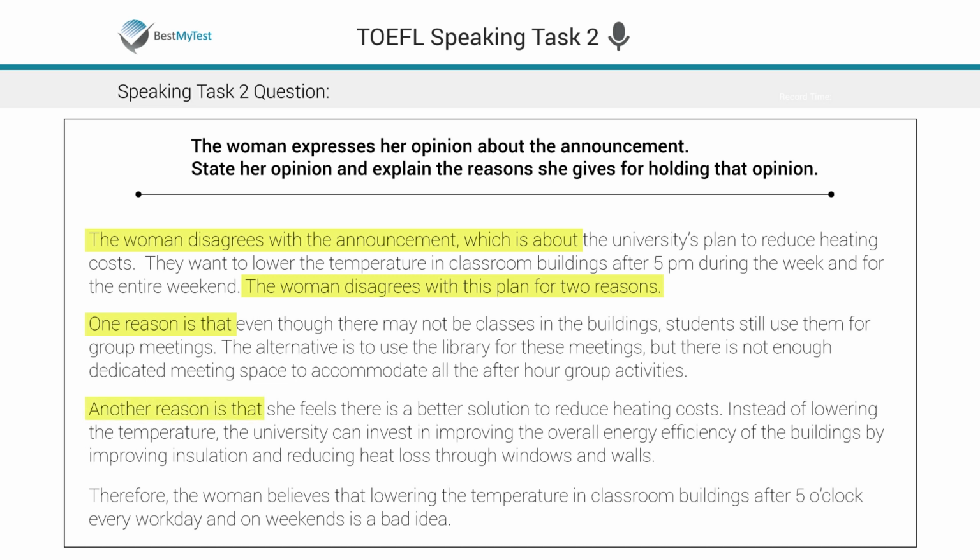Another reason is that she feels there's a better solution to reduce heating costs. Instead of lowering the temperature, the university can invest in improving the overall energy efficiency of the buildings by improving insulation and reducing heat loss through windows and walls. Therefore, the woman believes that lowering the temperature in classroom buildings after 5 o'clock every workday and on weekends is a bad idea.